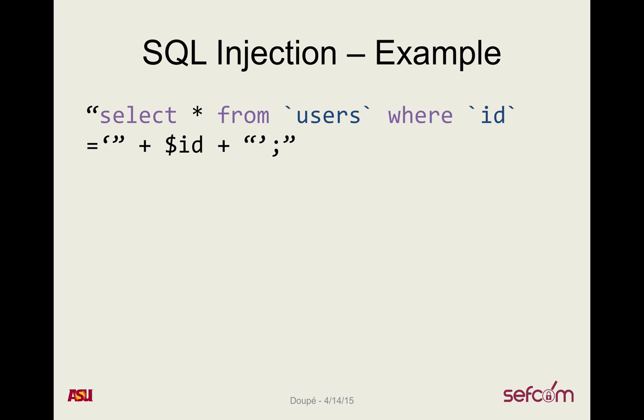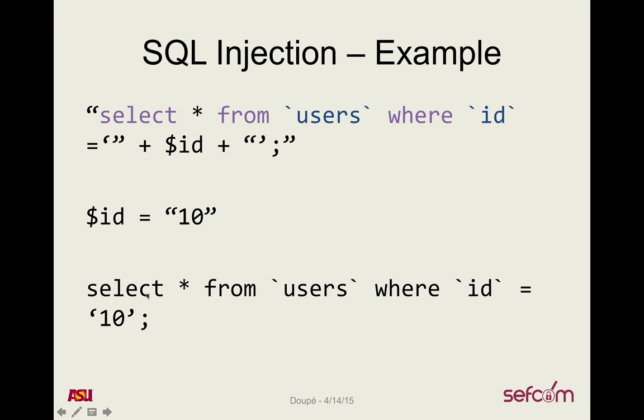So typical PHP code on the server side looks like this. This is a query to select a user: select star from the users table where the ID column is equal to a variable called ID, concatenated with a single quote and semicolon. At runtime, whatever the ID variable is will be concatenated with the constant string on the left and the constant string on the right. If the ID is 10, the web application concatenates those strings, then sends this string to the MySQL server, which parses it as a SQL query.